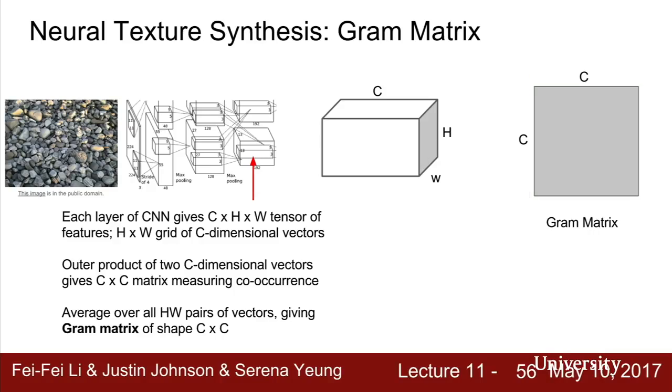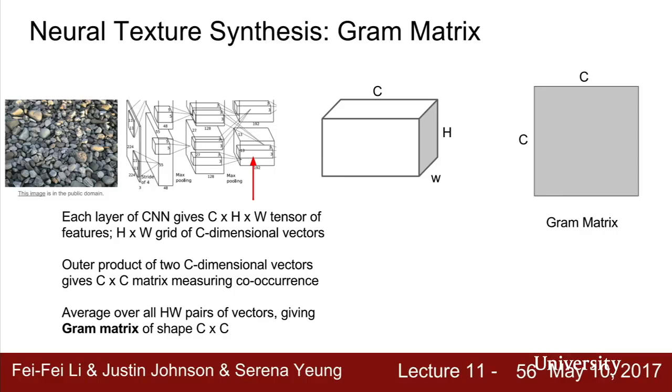And now we're going to repeat this procedure using all different pairs of feature vectors from all different points in this H by W grid, average them all out, and that gives us our C by C Gram matrix. And this is then used as a descriptor to describe kind of the texture of that input image. So what's interesting about this Gram matrix is that it has now thrown away all spatial information that was in this feature volume, because we've averaged over all pairs of feature vectors at every point in the image.